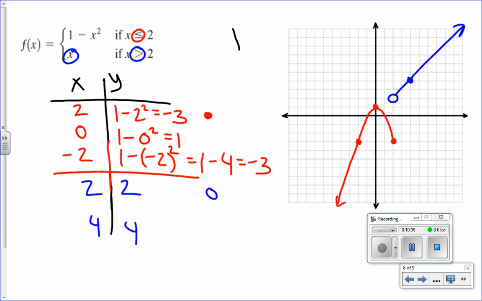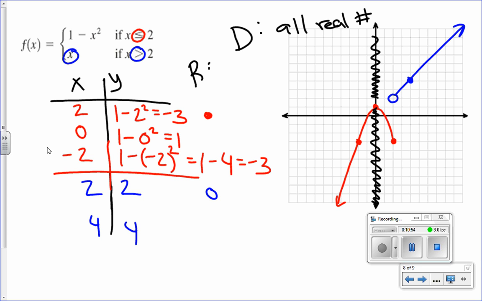The domain of this function is going to be all real numbers. Every x value is accounted for. And let's project this onto the y-axis to get the range. It looks like I have all the y values accounted for, except for this tiny interval above 0. So I would say the range are all values, let's see, negative infinity to 1. Now union that with 2 to infinity.